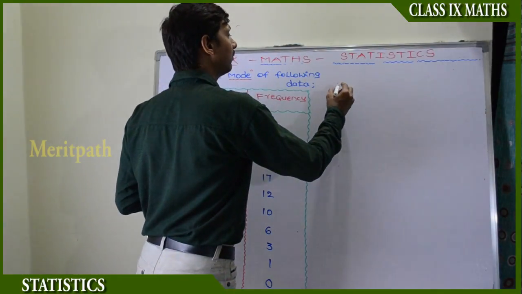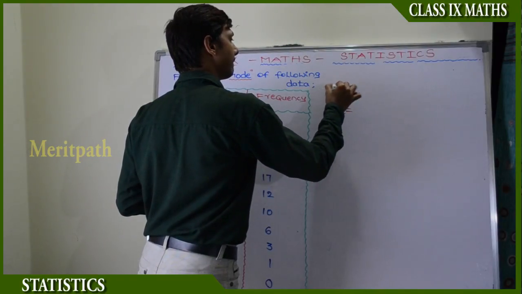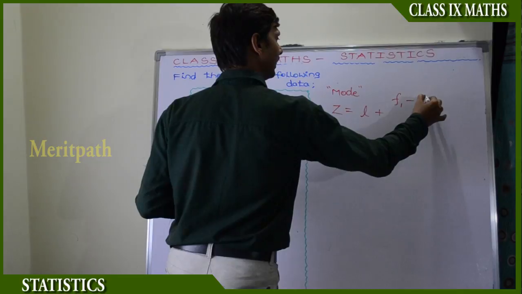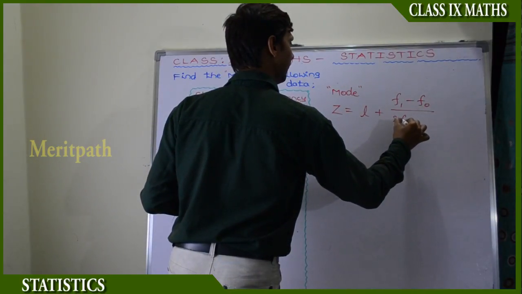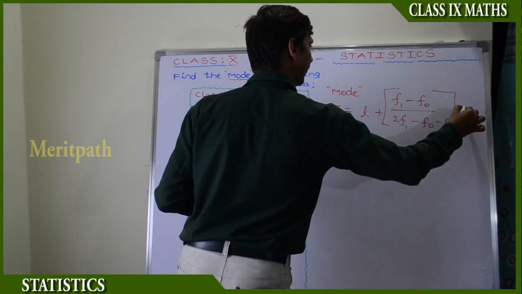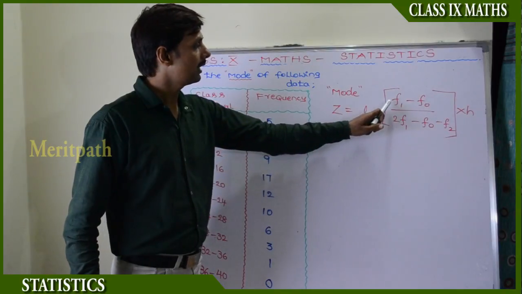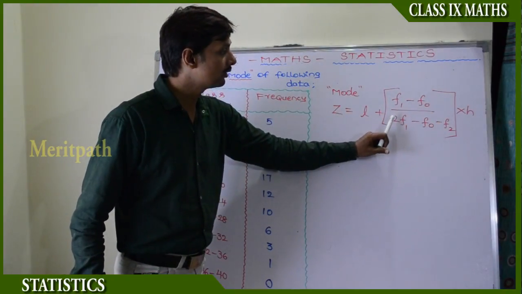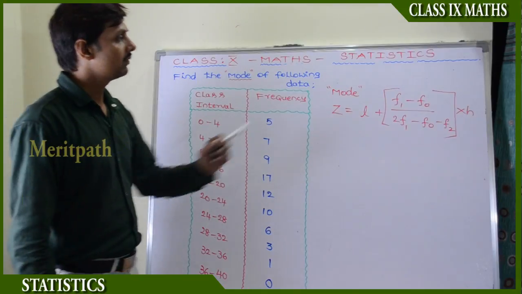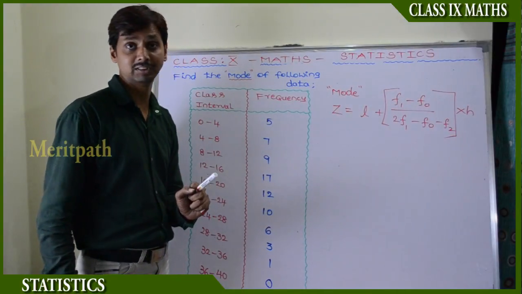So let's write the mode formula. Mode z is equal to L plus f1 minus f0 by 2f1 minus f0 minus f2 into h. So we need to find the values of f1, f0 and f2, and also the lower boundary and the length of the class interval h.